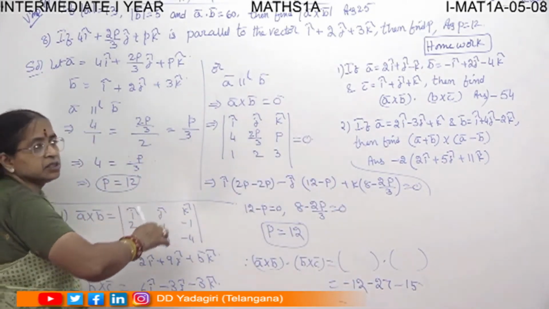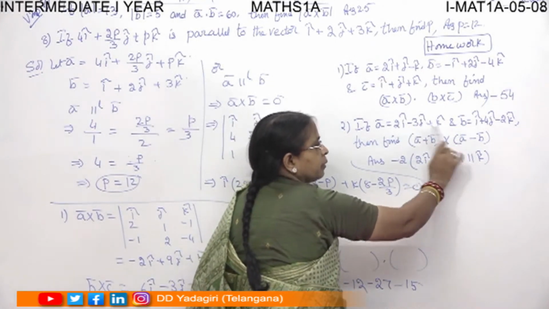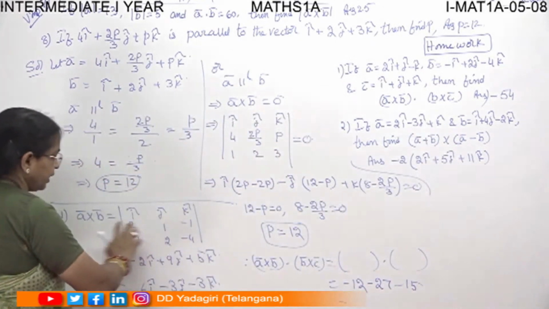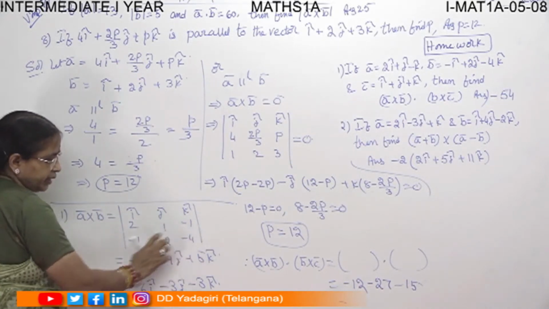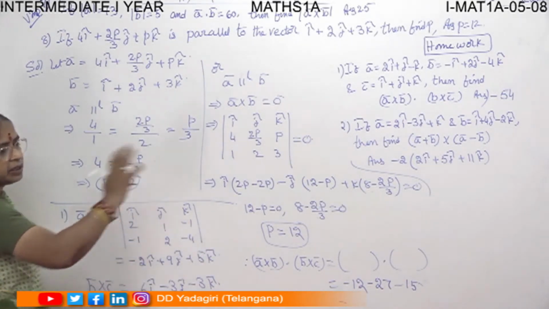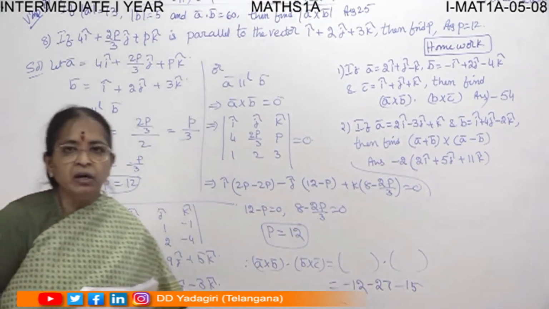Even the second one, you just find A plus B. First find A plus B, then find A minus B. So in the determinant A plus B cross A minus B, you will write A plus B, and then here you will write A minus B vector, and simplify. You can complete this. Next period we will continue with the problems.